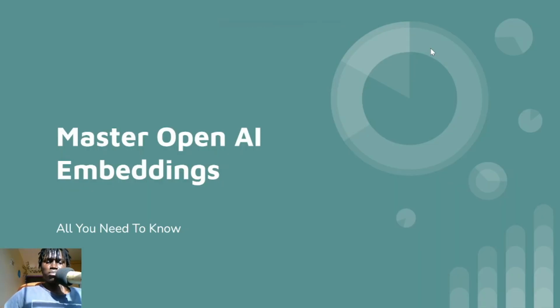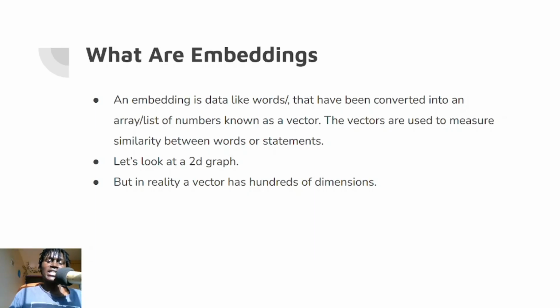So here I have a small presentation. Let's go through it so you'll be able to master embeddings. Okay, so what are embeddings to begin with? Think of an embedding like data, data like words that have been converted into an array or list of numbers known as a vector. The vectors are used to measure similarity between words or statements.